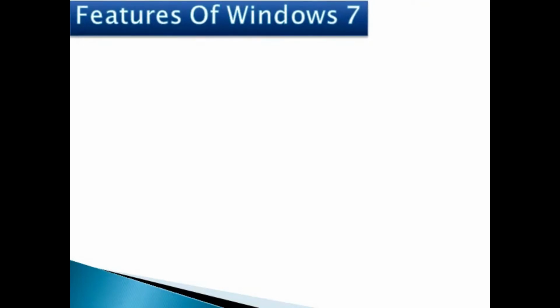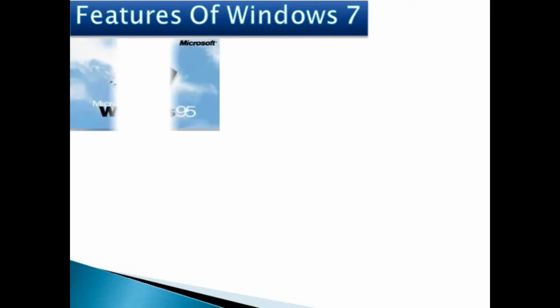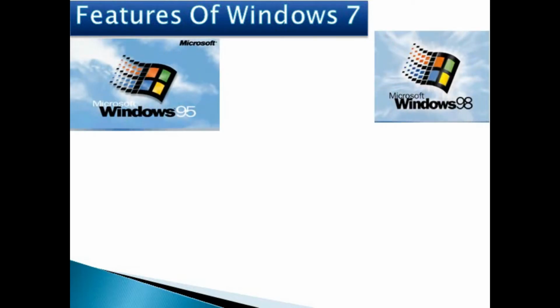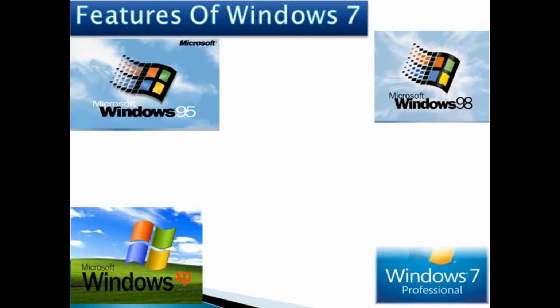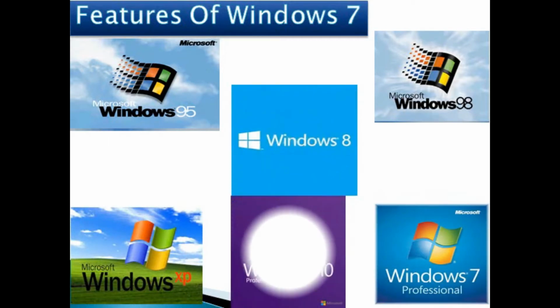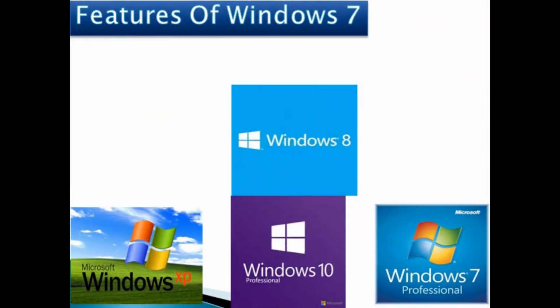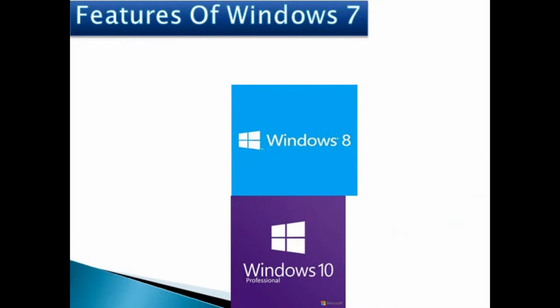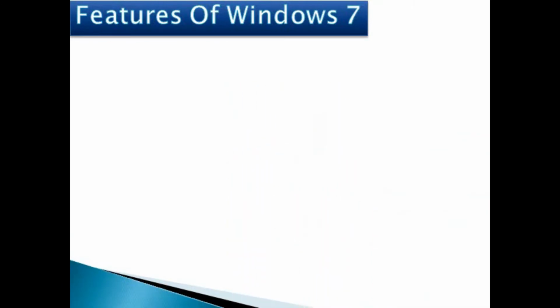Features of Windows 7. The first GUI version of the Windows operating system was Windows 95. Since then, many versions of Windows have been released. The most popular versions of Windows are Windows 95, Windows 98, Windows XP, Windows 7, Windows 8 and Windows 10. Let us learn the features of Windows 7.